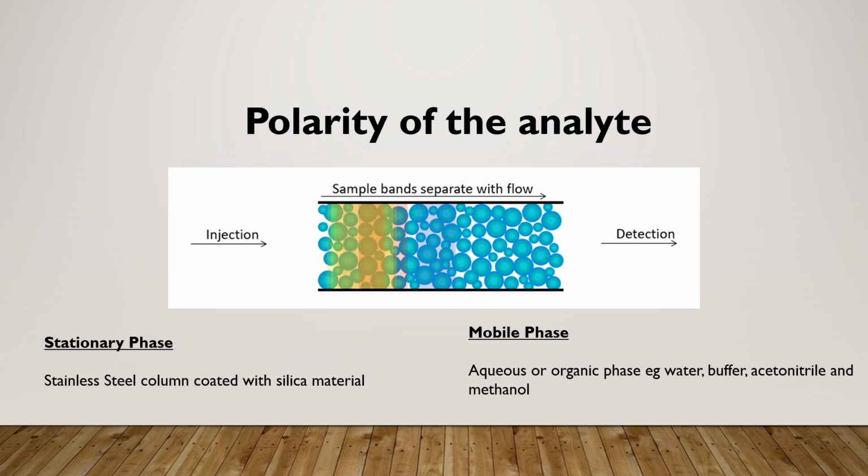Now as the injection happens, the sample is injected onto the column. There is continuous flow of mobile phase as well. And depending on the polarity of the analyte, there is separation of bands as and when they are reaching the detector.